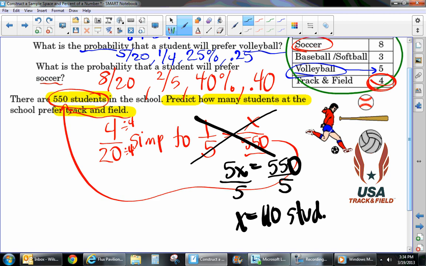I challenge you to explain to your parents how to figure it out a different way to solve this. Thanks for watching, and I hope this helped you study for your upcoming assessment.